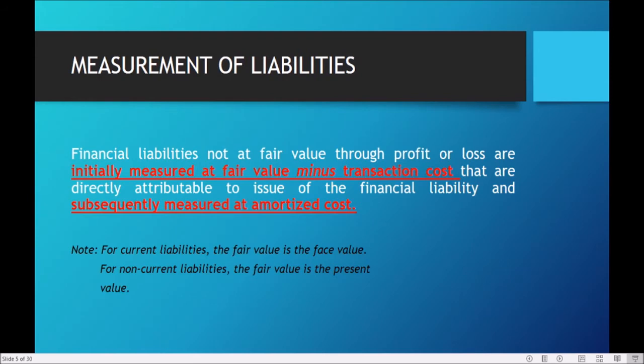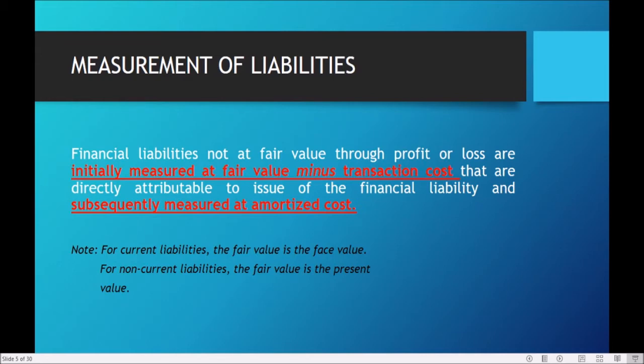Measurement of liabilities. Ito importante po ito, no? Financial liabilities, if those financial liabilities are not at fair value through profit or loss, take note, ha? Kasi meron po tayong mga financial liabilities at fair value through profit or loss. If the financial liability is not at fair value through profit or loss, it shall be measured at fair value minus any transaction cost that are directly attributable to the issuance of the financial liability. And subsequently, it is measured at amortized cost.